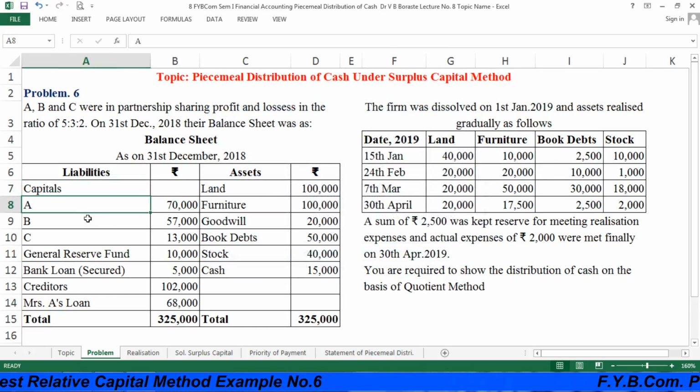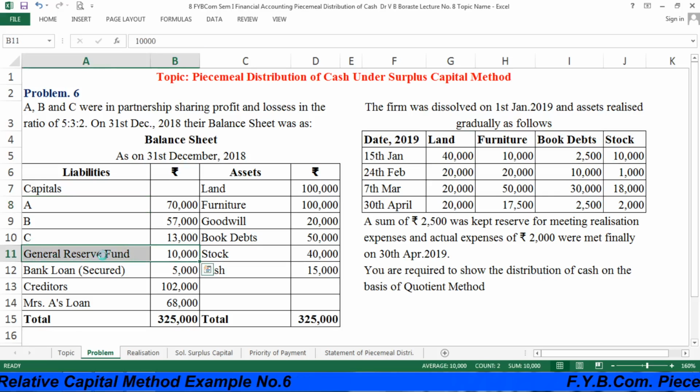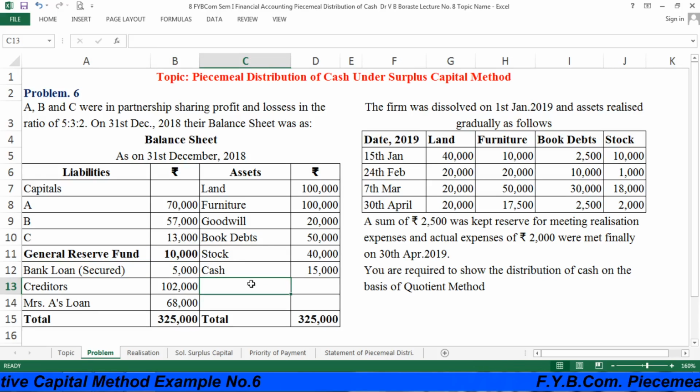We have the capital of A, B and C. With this we have one different thing, that is the general reserve fund. So what is this general reserve fund? General reserve fund is nothing but a reserve, or any kind of reserve. It has to be added to capital. There may be a general reserve fund, only a reserve fund, only profit and loss, whatever it may be, we have to add it to the capital balances. So here we have to add this general reserve and distribute it among the partners as per their profit sharing ratio. Now let us start our surplus capital statement.